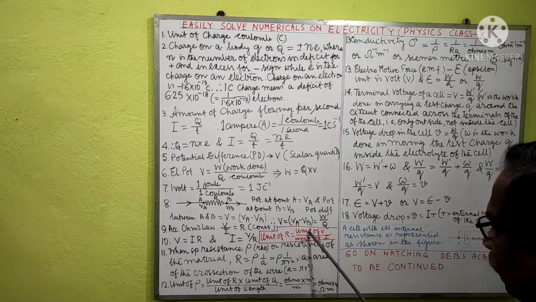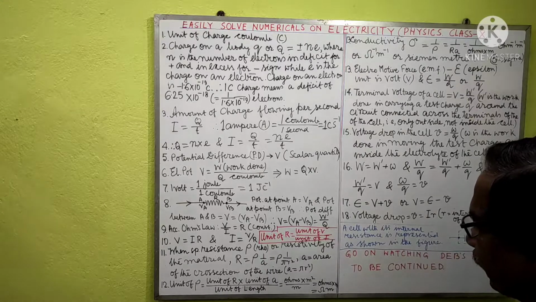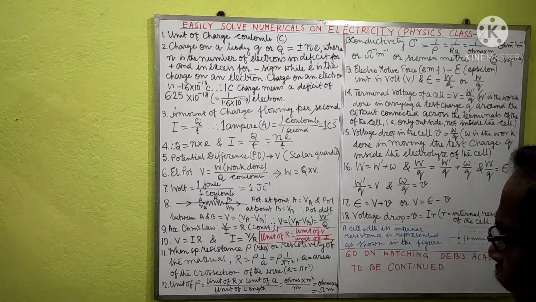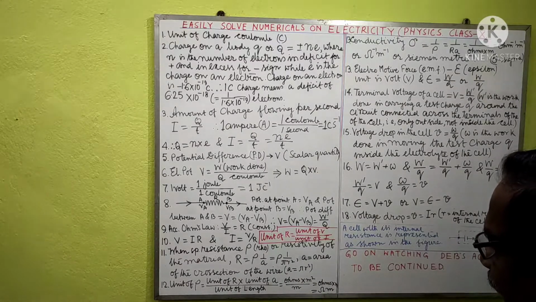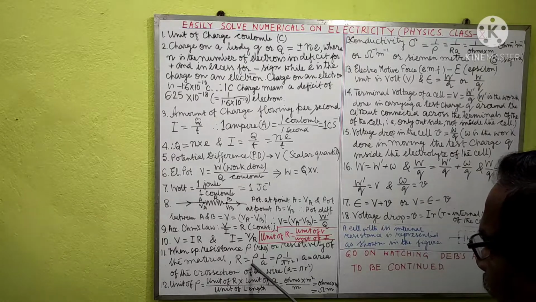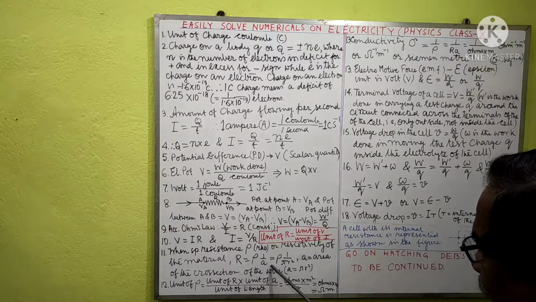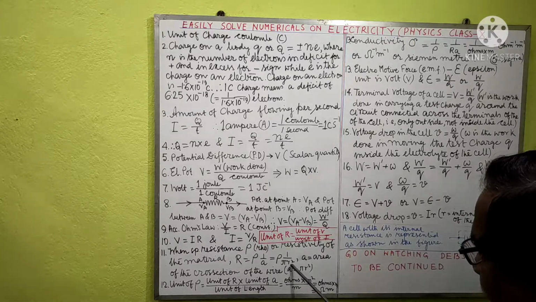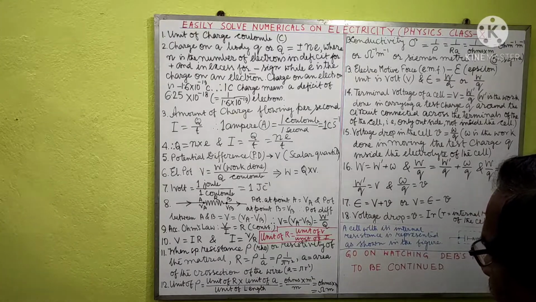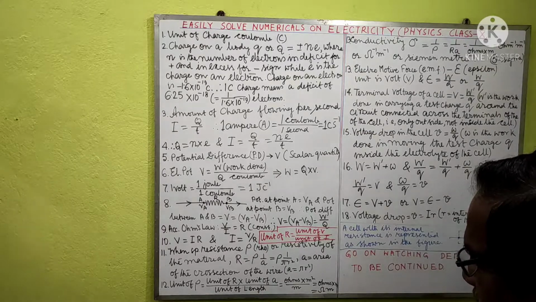Unit of R equal to unit of V by unit of I. I means ampere, current. When specific resistance rho, this is called rho, or resistivity of the material, is R equal to rho into l by A. A means area or cross section of the wire. That is rho into l by pi r square. Pi r square is the area of cross section of the wire.